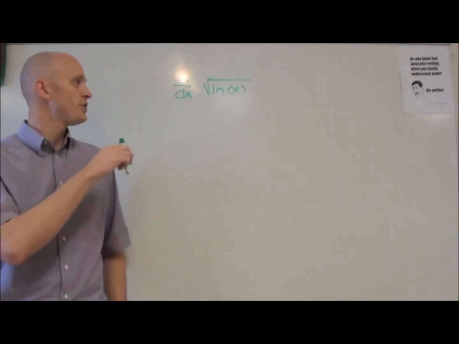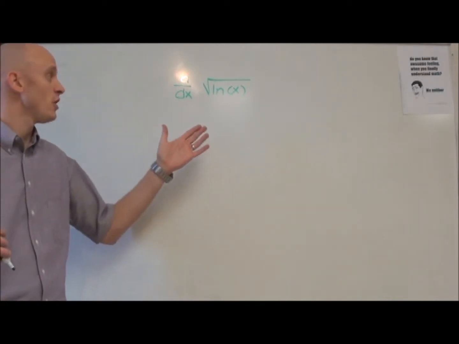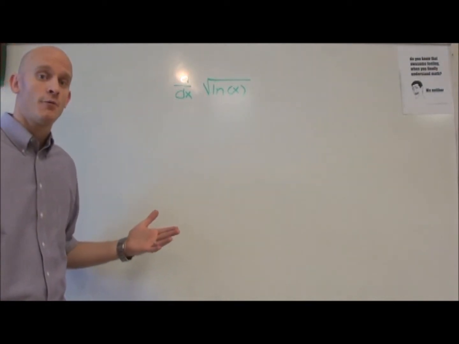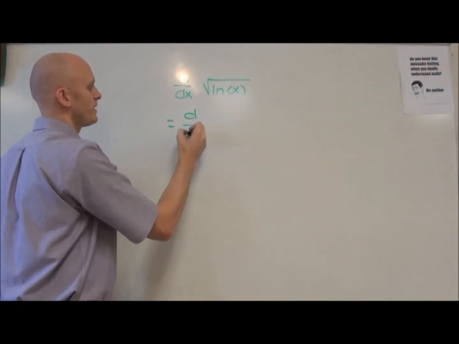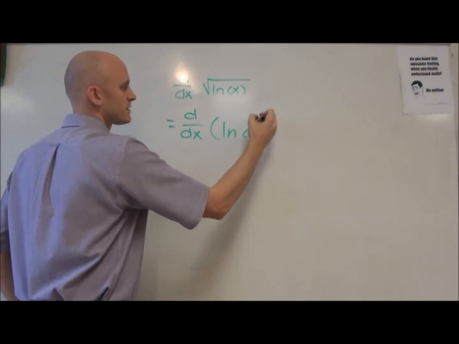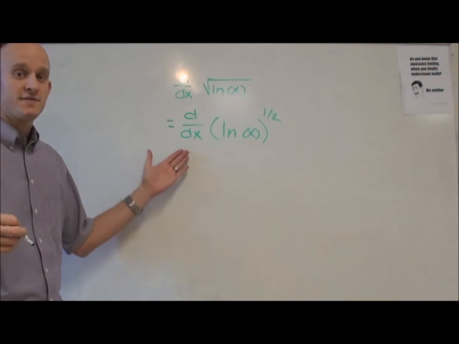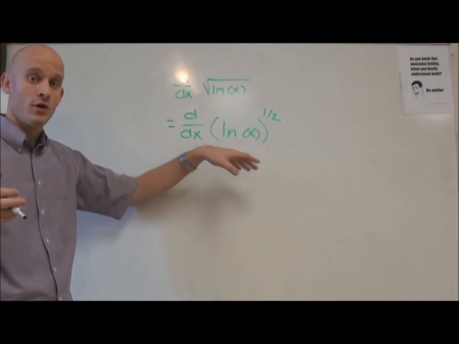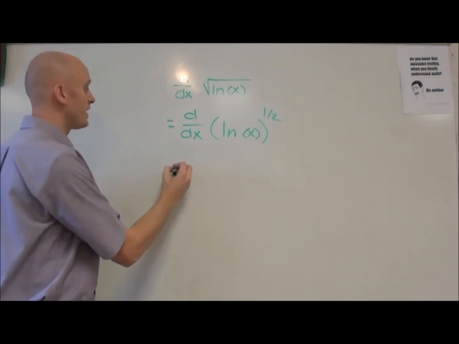Looking at another example, we'll find the derivative of the square root of the natural log of x. Using our rational exponent property, we know that this is the same as the derivative with respect to x of the natural log of x to the 1/2 power. Using this fact, now we can use the power rule along with the chain rule, since there's a function inside of a function, and differentiate.